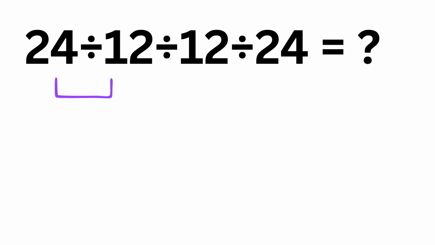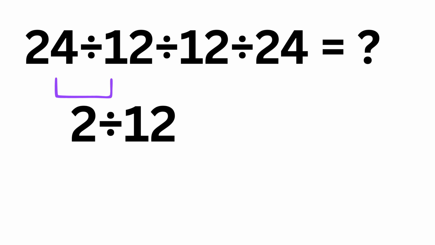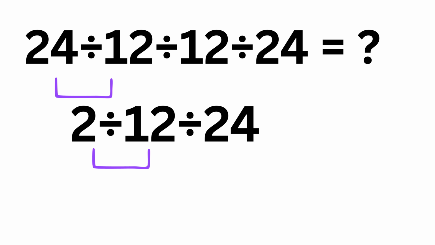So the first division of 24 divided by 12 is just 2. So we get 2 divided by 12 and again divided by 24. 2 divided by 12 can be written as 1 over 6, then divided by 24.